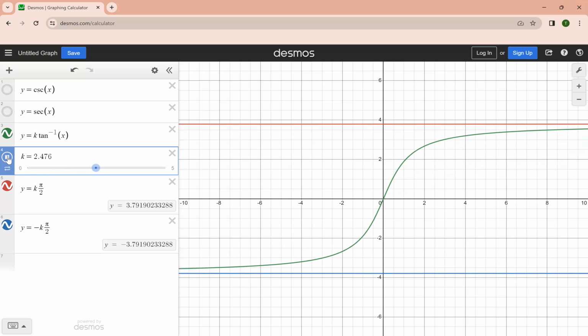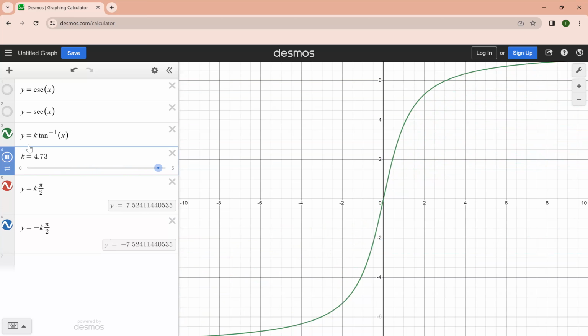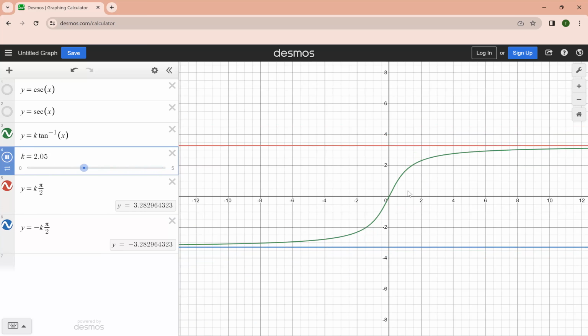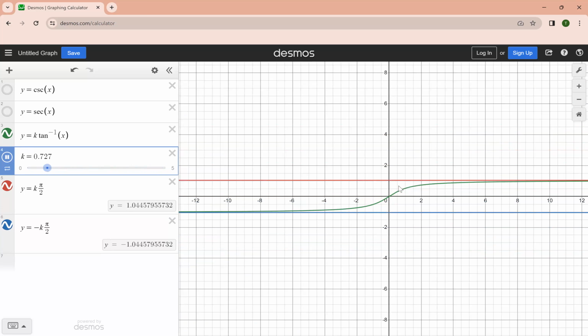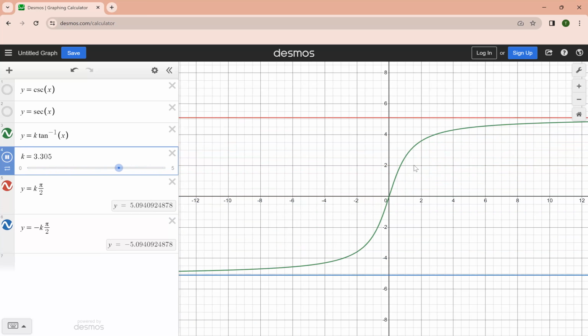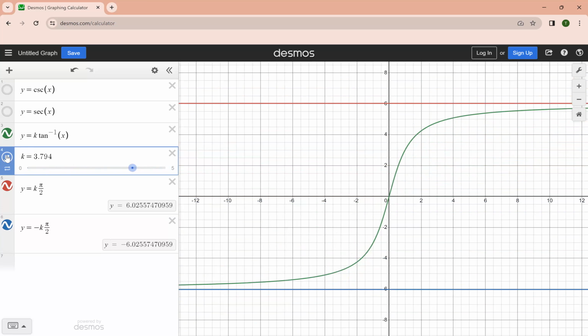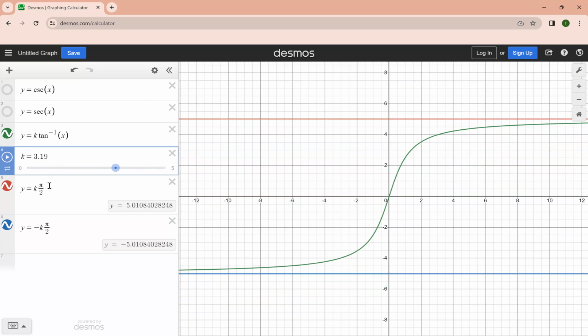We'll see that the high and low points, that range, is affected by the value of k. You can see here the range is normally minus pi over 2 to pi over 2, but that k causes it to stretch vertically. And that's kind of what they're looking for in that answer. Let's go. I'm going to grab a snip of this and put it in the other screen.